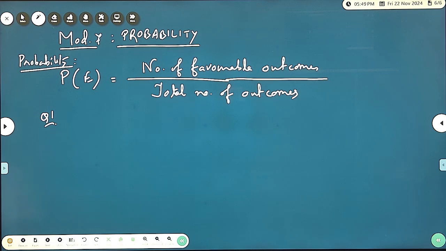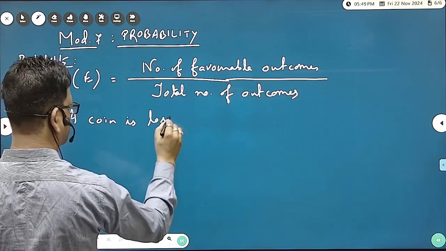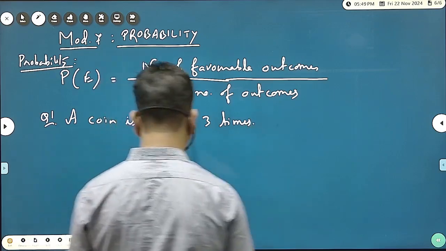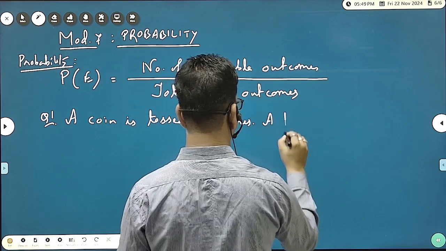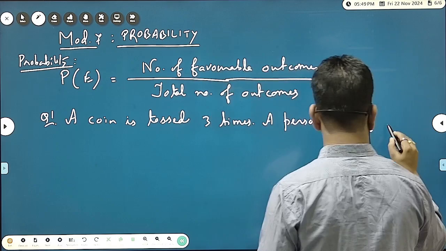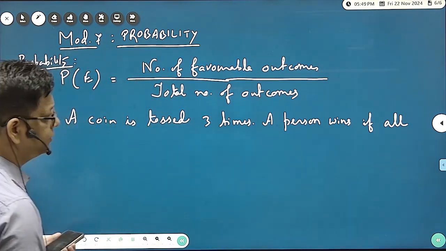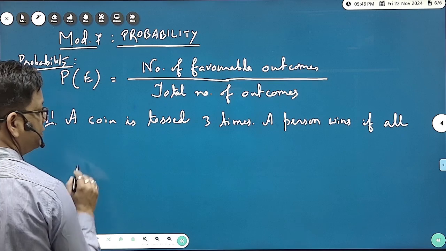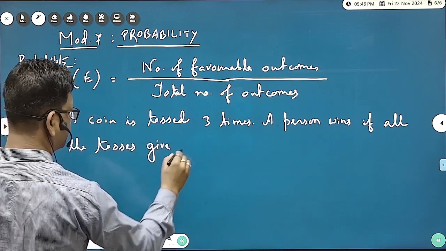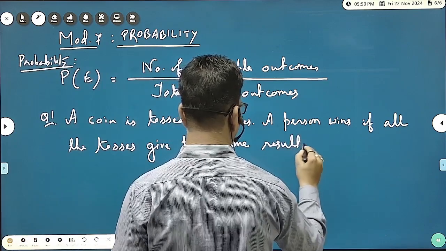Okay, start the very first question. A coin is tossed 3 times. A person wins if all the tosses give the same result. I'm starting with a very easy one, trying to connect what you have learned before. So a coin is tossed 3 times. A person wins the game if all the tosses give the same result. Question will be like that.